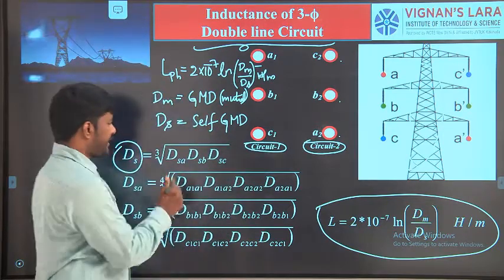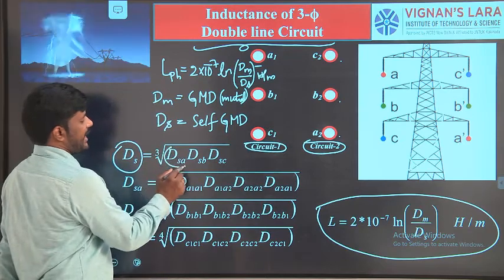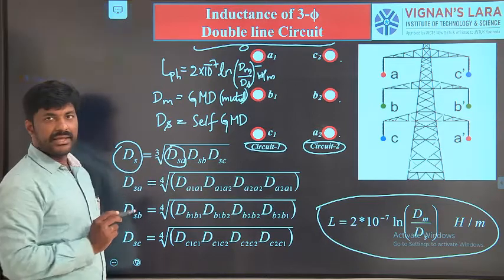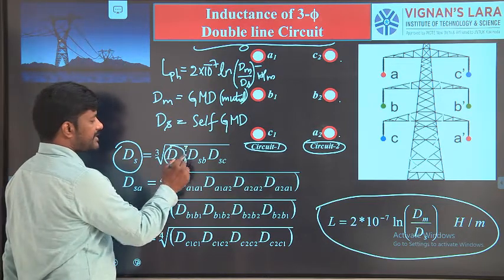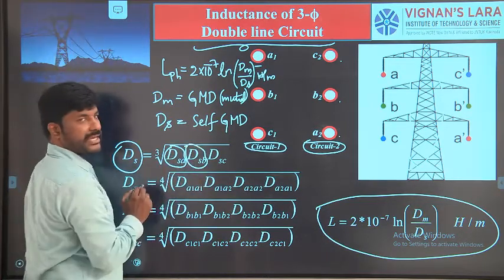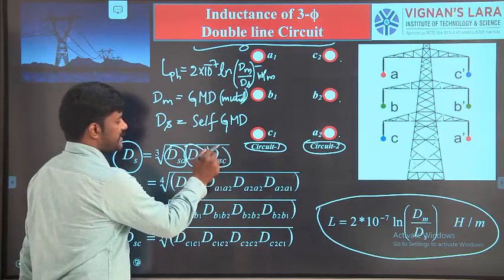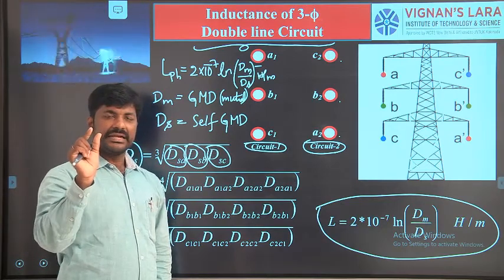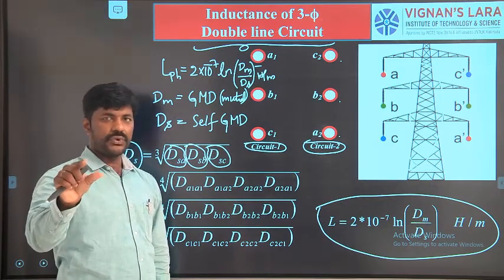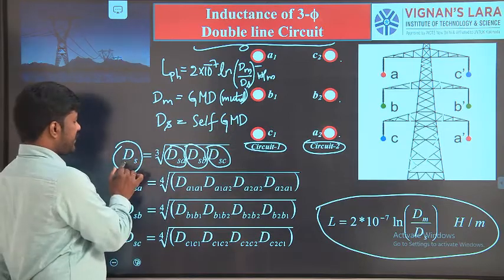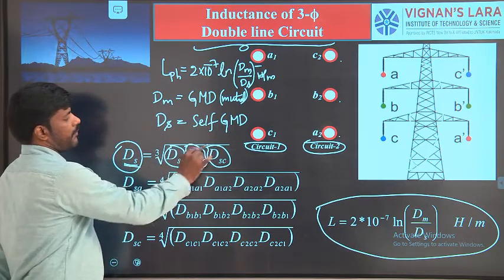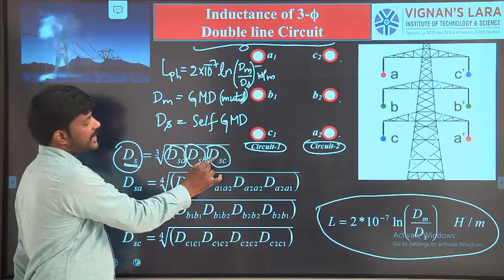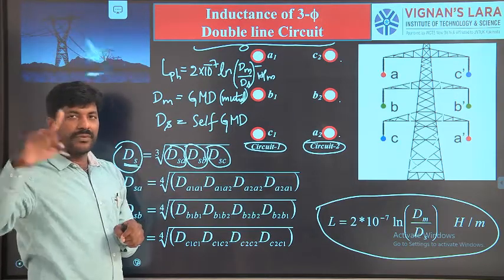That's what I have written here. DSA, if you check it, is the self-distance of phase A. Similarly, I have to calculate the self-distance of phase B and the self-distance of phase C. If these 3 values of the self-distances are there with you, then the overall self-GMD is equal to the product of these 3, whole to the power 1 by 3. Because 3 terms are there, I will get whole to the power 1 by 3.